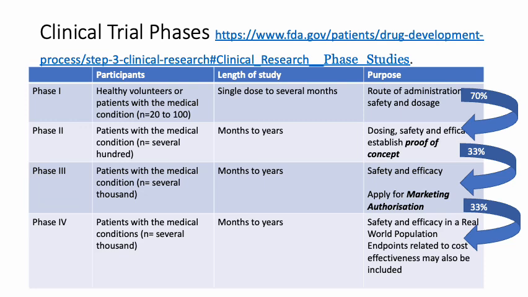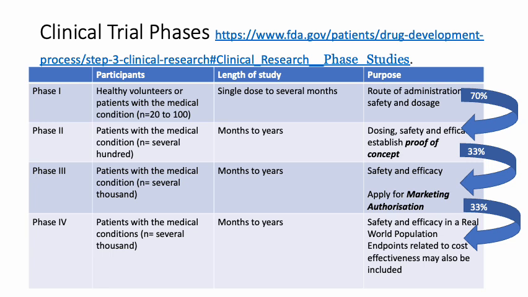So we can see for the phases 1 to 4 of clinical trials the typical number of participants that are needed and the length of the study. The purpose is also shown on the slide. So phase 1 studies are used to find out the route of administration, safety and dosage.